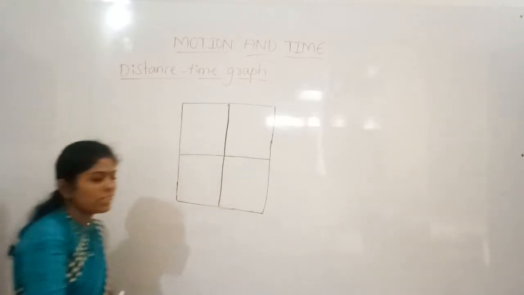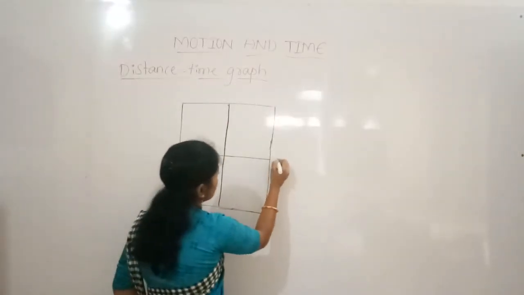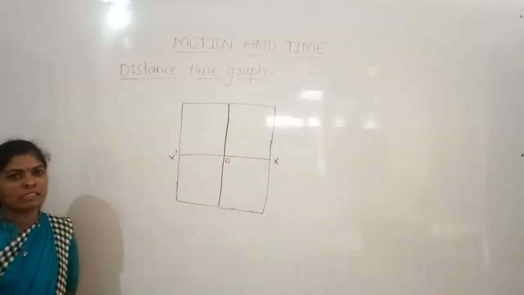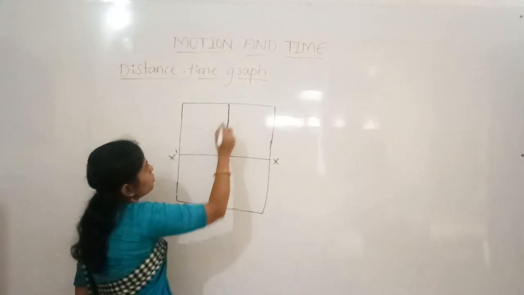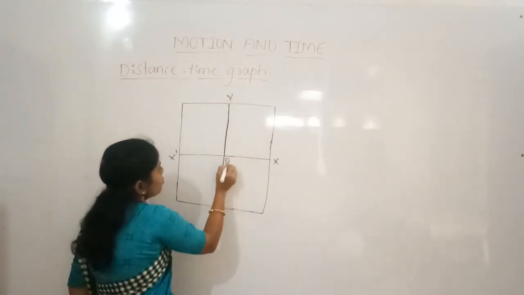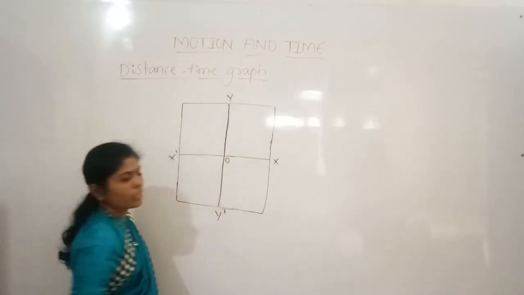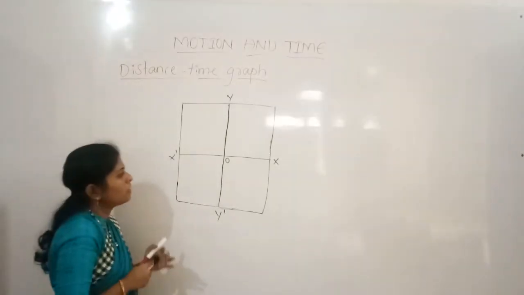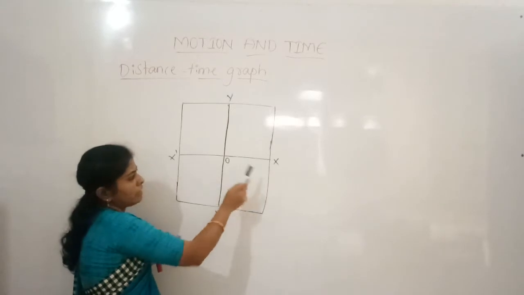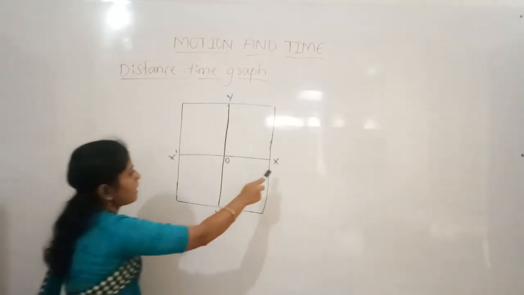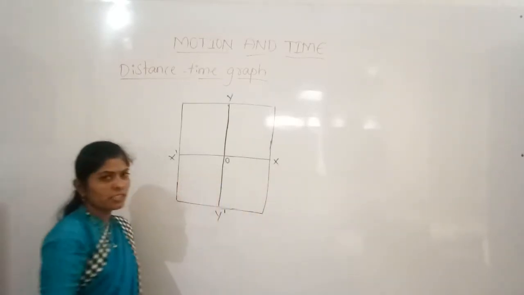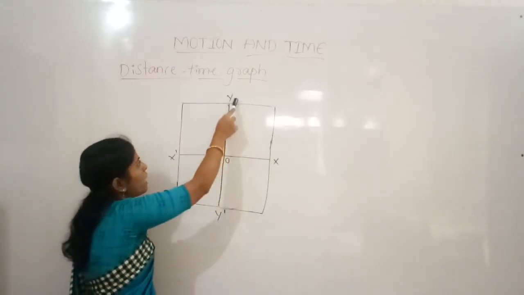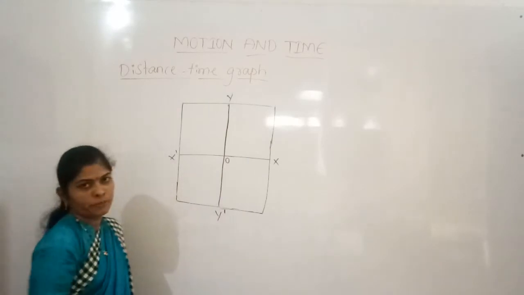And the horizontal line you just mark as X, O, X dash. And the vertical line you mark as Y, O, Y dash. Okay, this is the first thing. So the horizontal line will be marked as X, O, X dash, and the vertical line is marked as Y, O, Y dash.